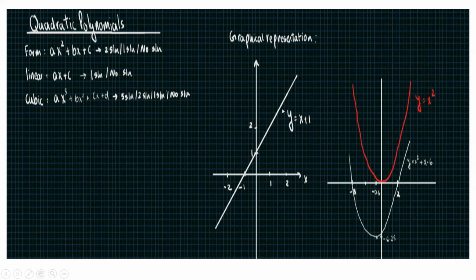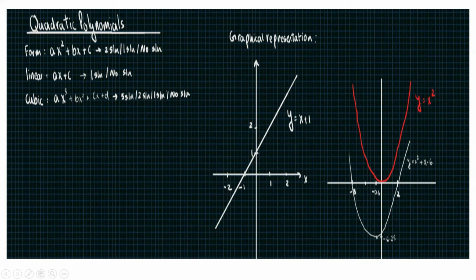So for a linear graph, which is basically y equals x plus 1, it will always have either 1 or no solutions. Any straight line will cut the x-axis regardless of the gradient. If it's a vertical line, it will cut the x-axis at 1 point. And if it's a horizontal line, it will not cut the x-axis, or it will have infinite solutions if it is the x-axis in this case.